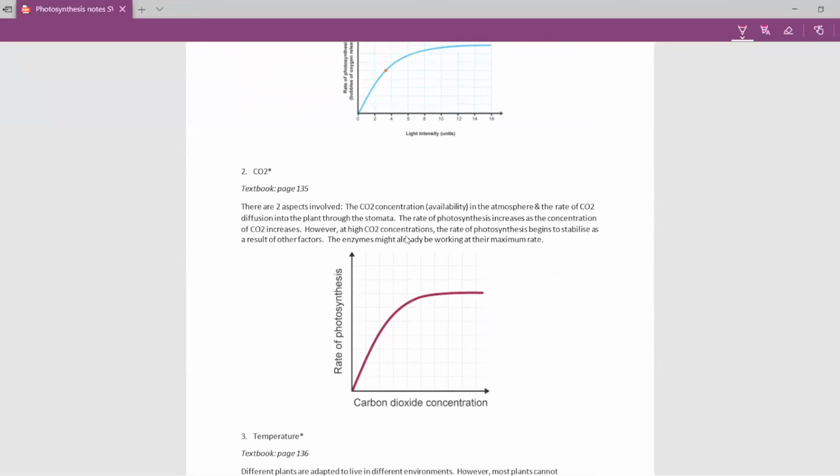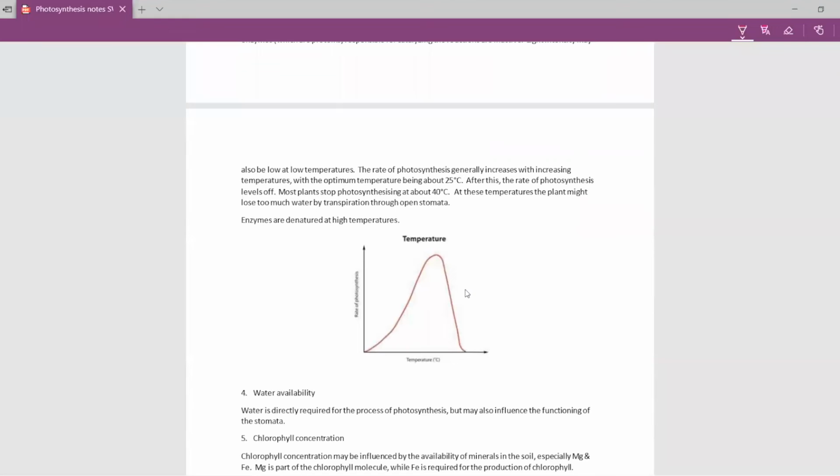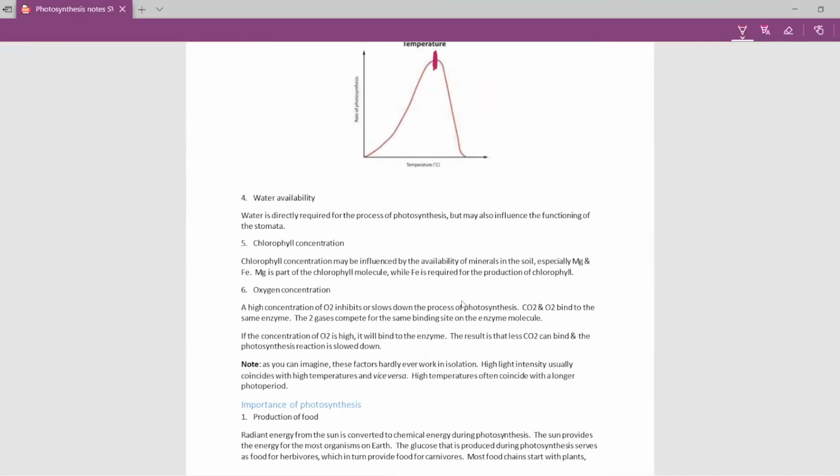The same thing here with the carbon dioxide concentration. As the carbon dioxide concentration increases, the rate of photosynthesis will increase until it reaches its optimum. There's a certain amount of carbon dioxide that's needed for photosynthesis. Once the optimum is exceeded, that will decrease photosynthesis. And then temperature: we all know, as the temperature increases, so too will the rate of photosynthesis, but up to a certain point, because the enzymes will denature, and that will decrease photosynthesis. Water can also affect photosynthesis, as can chlorophyll and oxygen.